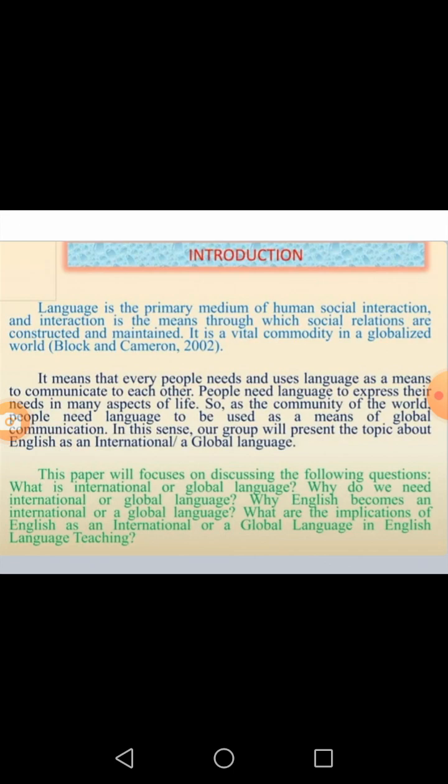Different courses for the English language are also available in Pakistan. Now, in this presentation, I want to tell you what an international or global language is, and why we need an international or global language. Why did English become an international or global language, and what are the implications of English as an international or global language in English language teaching?